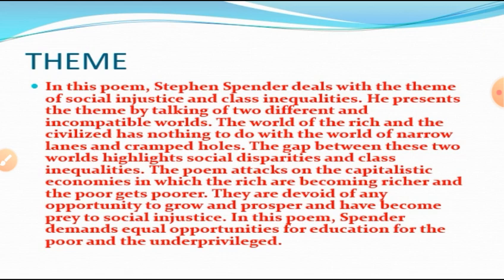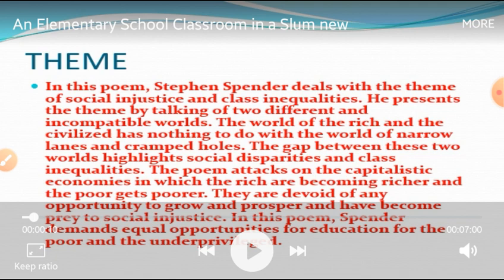So because these poor are devoid of any opportunity to grow in their life, to prosper in their life, to get any good education, right? And they have become victims, they have become prey to social injustice. This is how injustice has been done to them. So in this poem, Stephen Spender demands equal opportunities, equal treatment in terms of education, in terms of opportunities, in terms of basic needs, basic facilities.